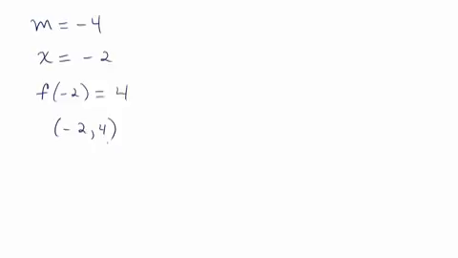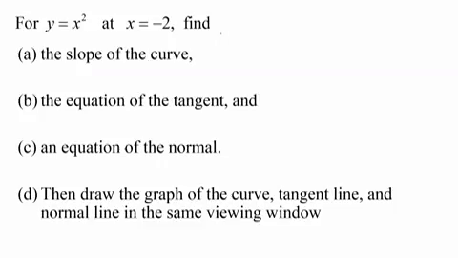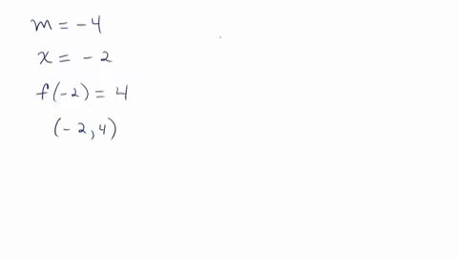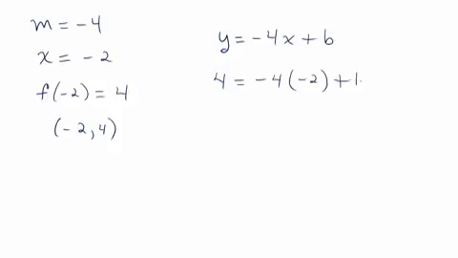We can start with y equals -4x plus b. Plugging in our values, we know that 4 is equal to -4 times -2 plus b. That tells us that our b value is -4. So the equation of the tangent line would be y equals -4x minus 4.